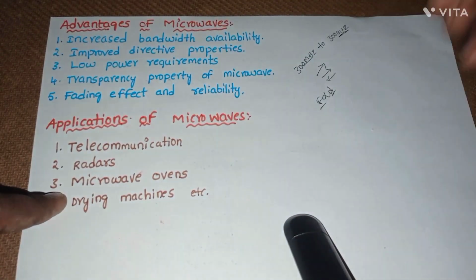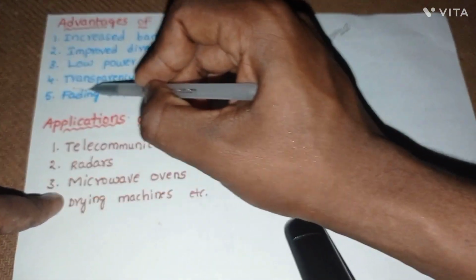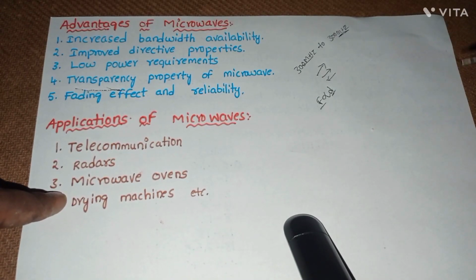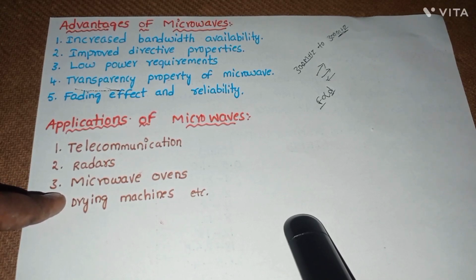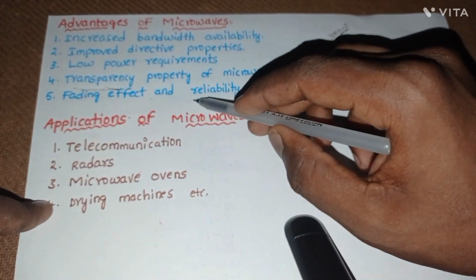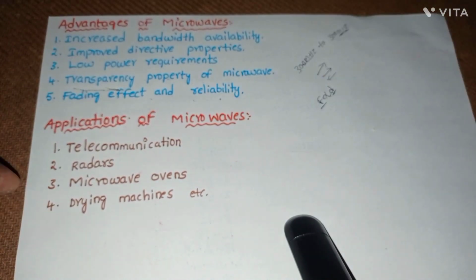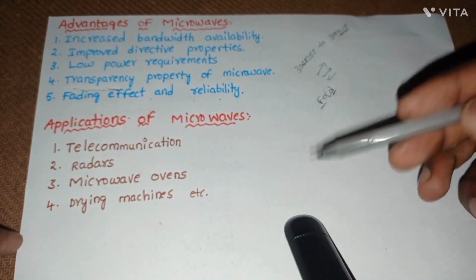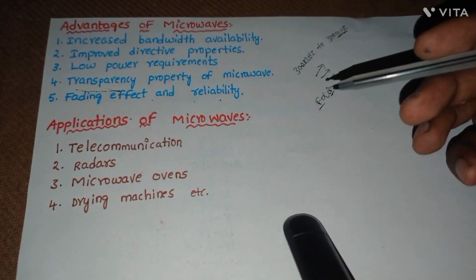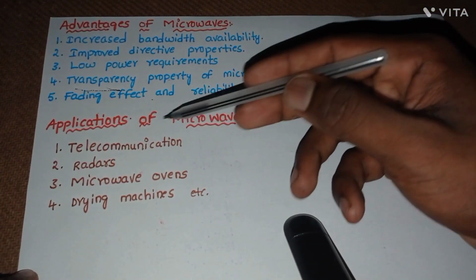The next one is the transparency property of microwave. Transparency property means these microwaves can penetrate through the atmosphere, through the walls, and through the ionosphere. Transparency is nothing but the penetration property. The next one is fading effect and reliability. It has less fading effect and it is more reliable. These are the advantages of microwaves.